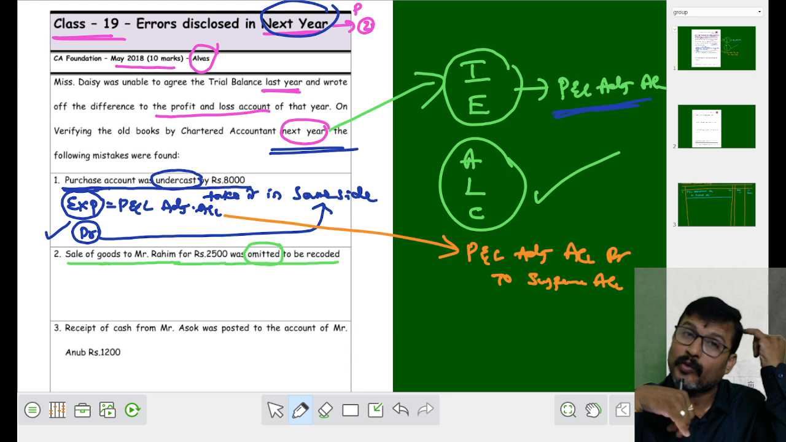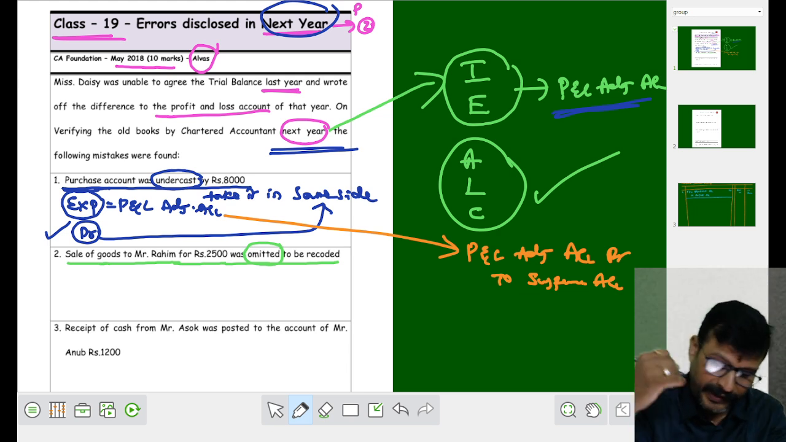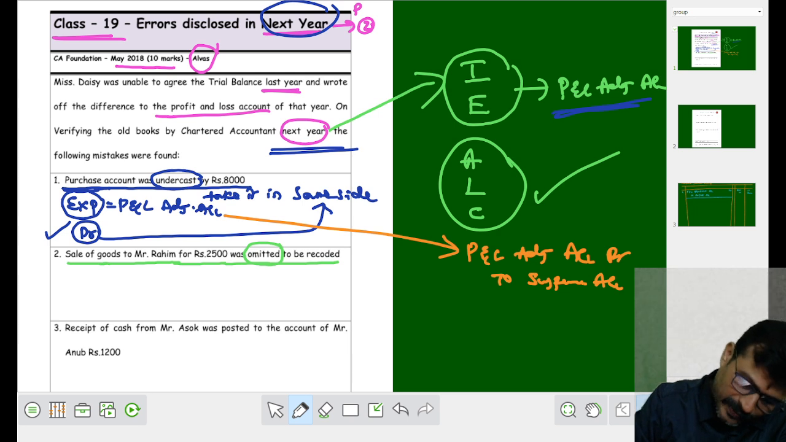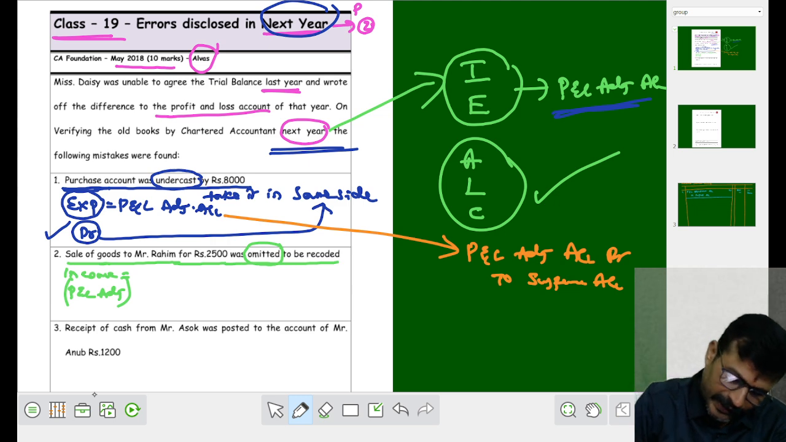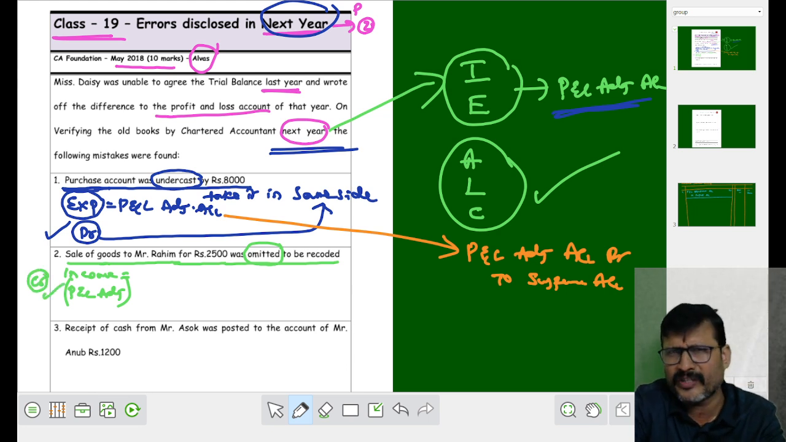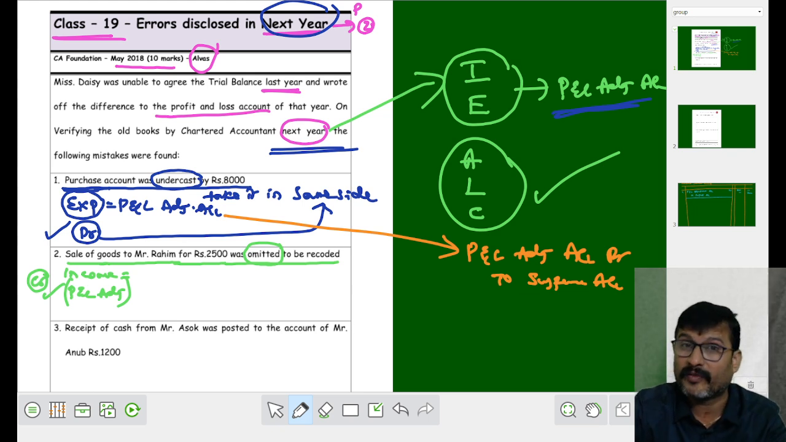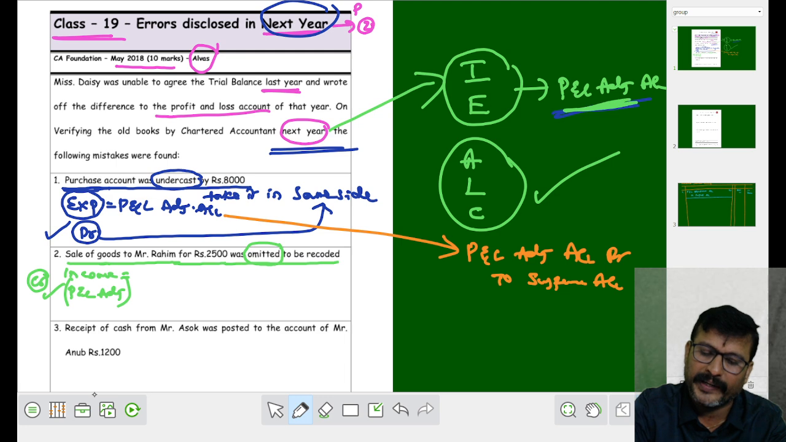What did you do? You omitted. What did you omit? Sale of goods to Rahim. When you sold, sales means what? Sales means income. Income means what? P&L adjustment account. Income is to be what? Income is to be credited. I repeat my explanation. Sale of goods, sale means income. In the place of income, my dear student, we have to use P&L adjustment account, that is to be credited.